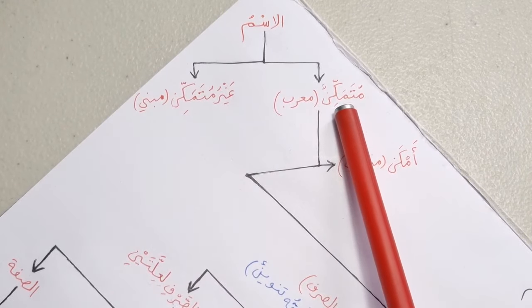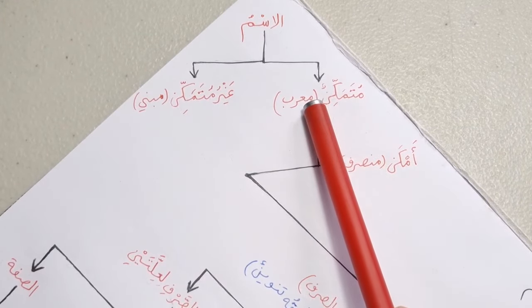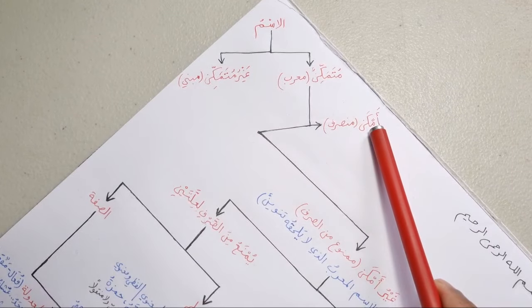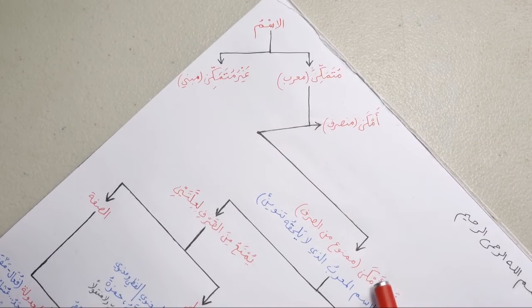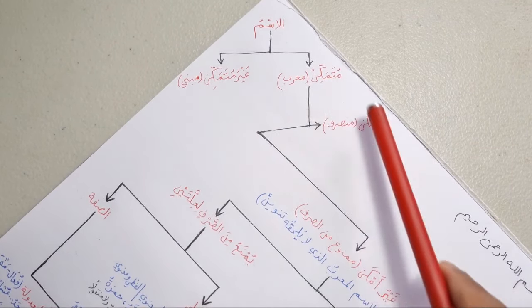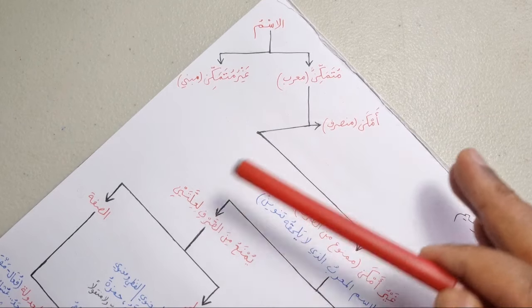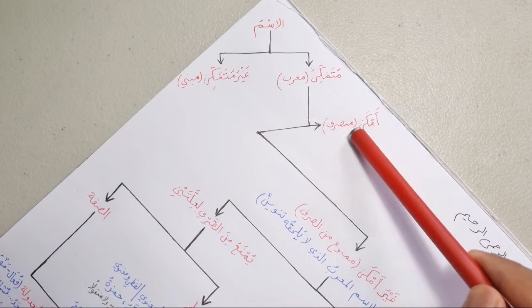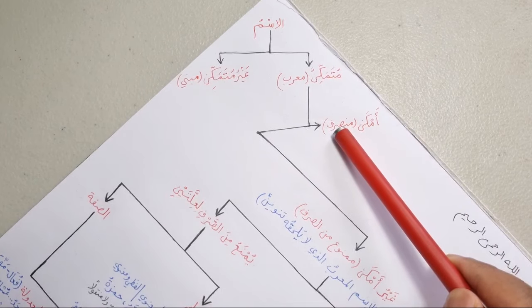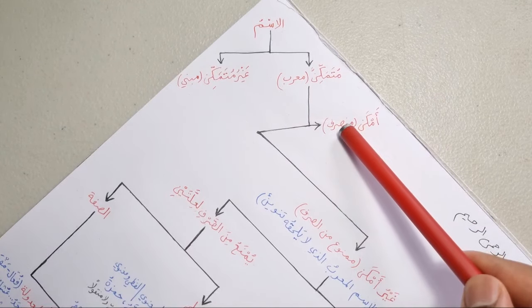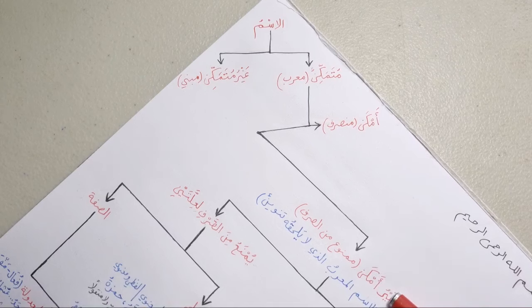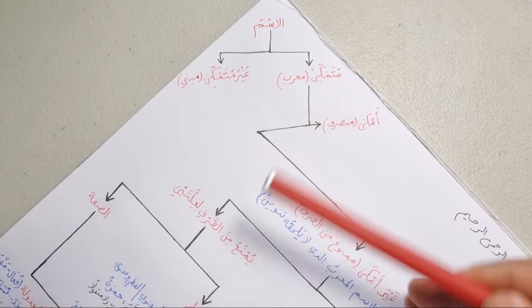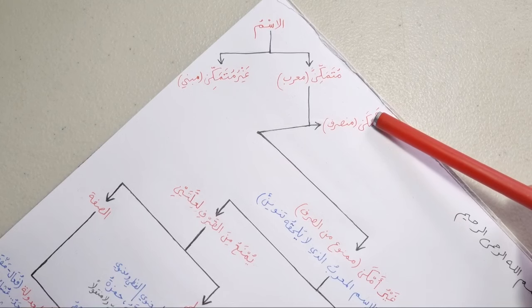As for the mutamakkin, which is the mu'rab noun, this is subdivided into two. They are either mutamakkin amkan or mutamakkin ghayr amkan. Mutamakkin amkan means it's very, very strong. And the noun which is very, very strong is the one that is munsarif. It takes tanween. So its ending changes and it also takes tanween. And ghayr amkan is the one which is mu'rab but does not take tanween.